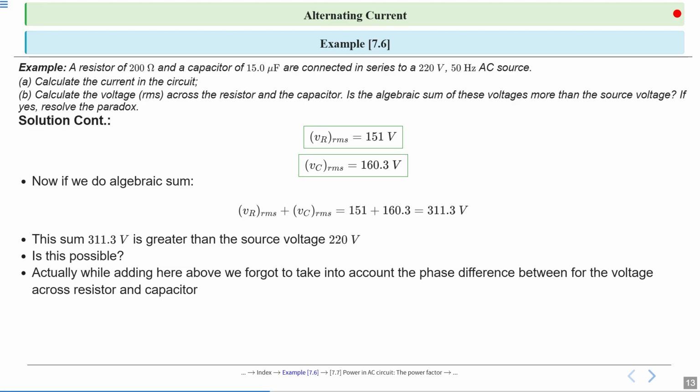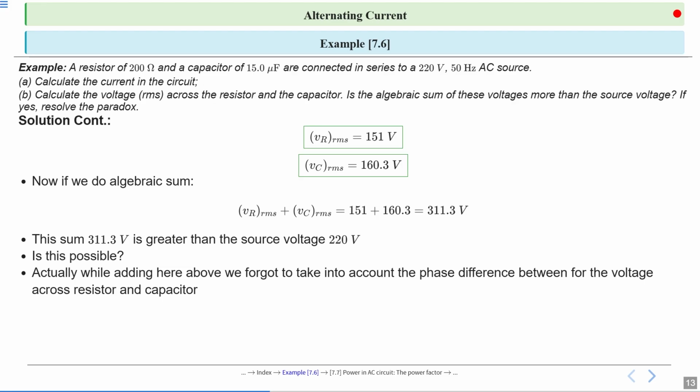The voltage across the resistor will be in phase with the current. The phase difference between the current and voltage across the resistor will be 0. But the phase difference between the current and voltage across the capacitor will be 90 degree, or we can say pi by 2. So there is a phase difference between voltage across capacitor and voltage across resistor. We have not taken into account that phase difference. That's why the answer is 311.3, which is more than the source voltage.